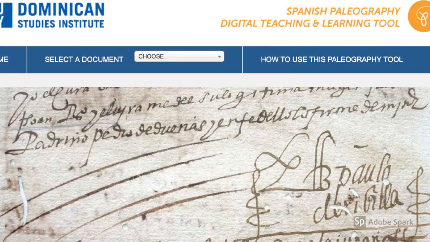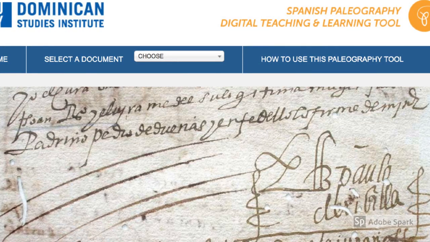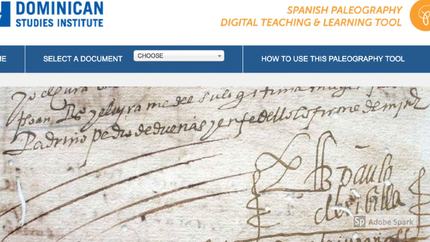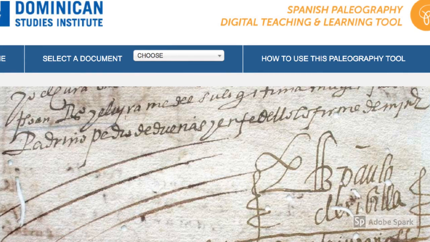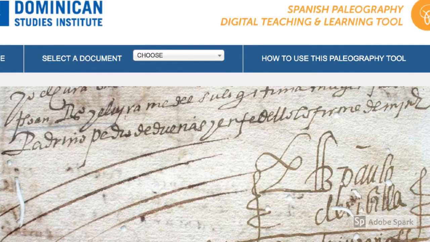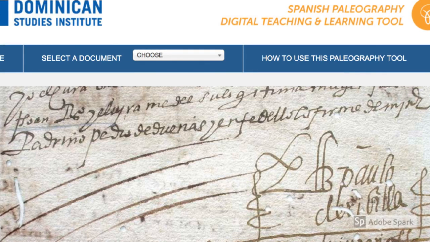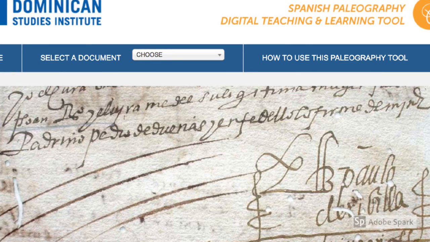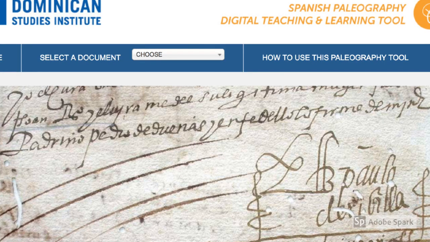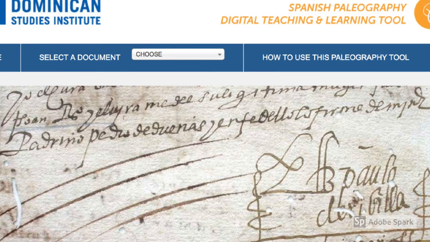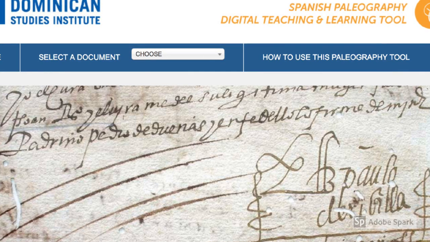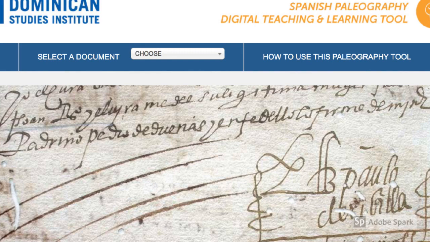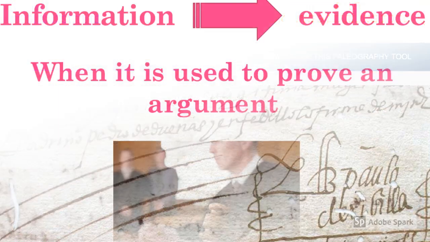Some archival manuscripts have been digitized, which has really helped scholarship advance across the world. Here is an example of a website created by the Dominican Studies Institute at CUNY to help people understand paleography, the writing, the handwriting from the early modern period. So the first step in analyzing an archival source is to transcribe it, to type out what are the words in Spanish that are written on the page. For anyone hoping to do archival research in Spanish, whether for a master's thesis, dissertation, or otherwise, I highly recommend using this paleography tool created by CUNY.